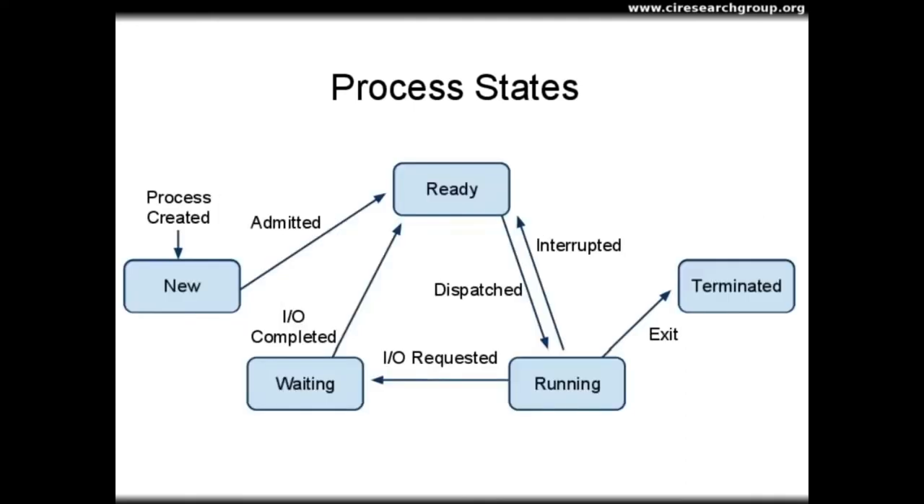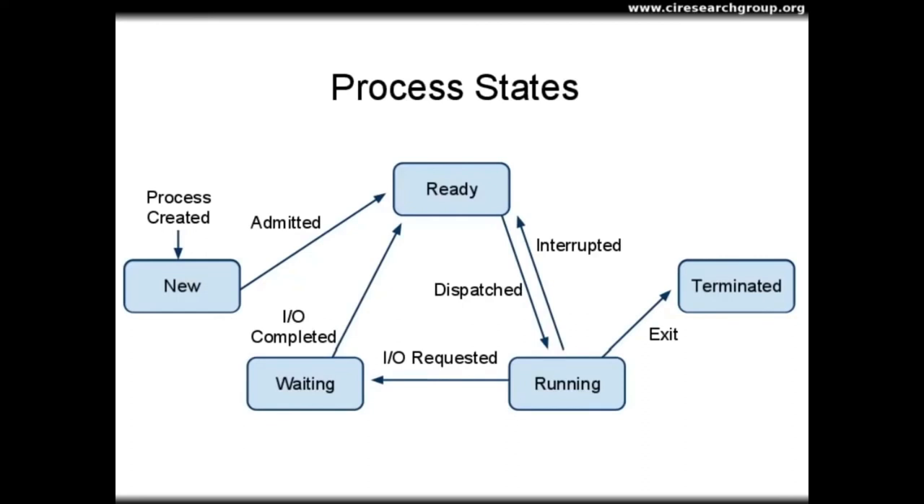In this diagram, we can see how processes may transition between states. At creation time, a process is placed into the new state while the operating system allocates initial memory and other resources. Once creation is complete, the process is admitted to the system and placed in the ready state. Whenever a CPU core is available to execute a process, it is dispatched to the running state where it executes.